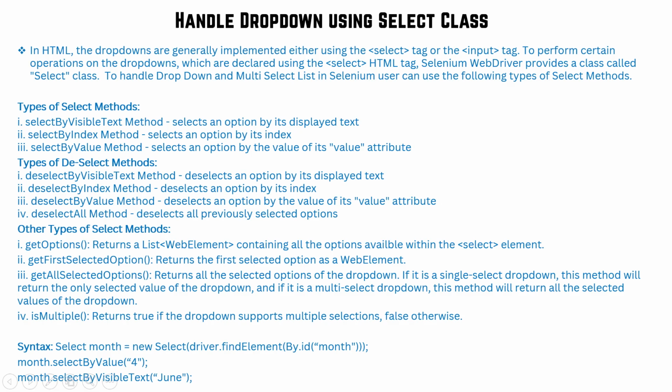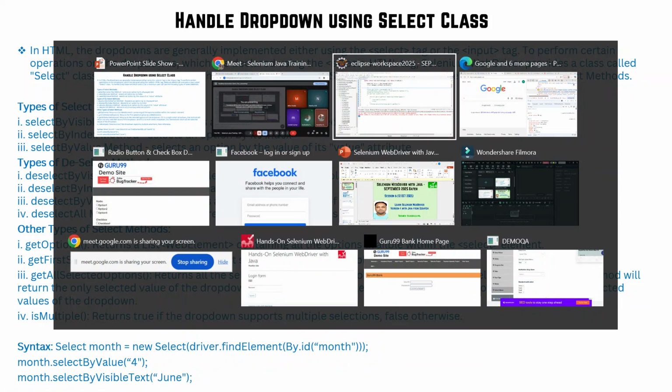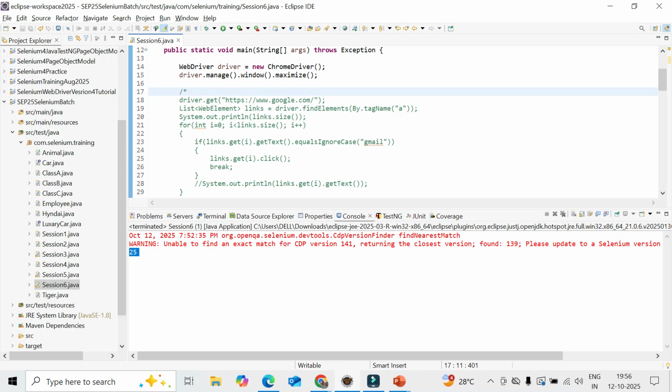So first we need to create a Select class object, passing that web element reference. After that we can use selectByValue, visible text, or index to select, or we can deselect the same way. So let's go to a website.